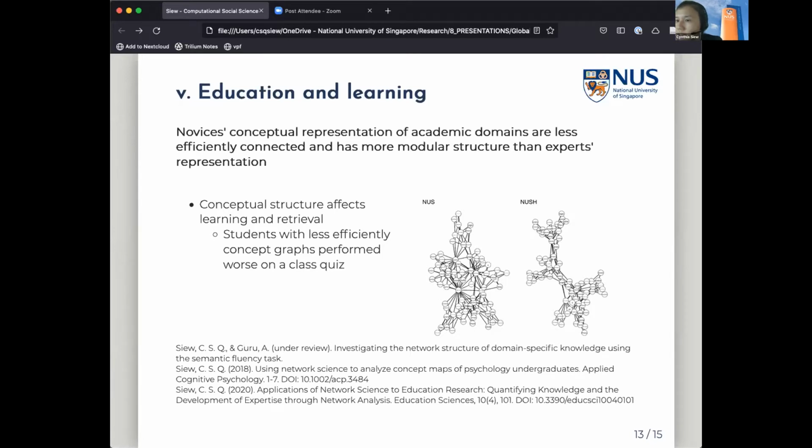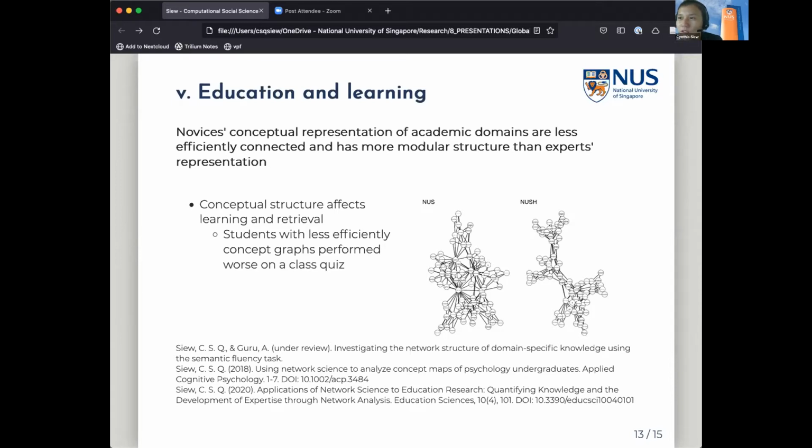You find that, again, their representation of academic domains is not as efficiently connected, and it has a structure that's a bit more modular, right? Very big, obvious chunks of things, probably things that you've learned in a particular topic or lecture topic, and not really able to make the connection, for example, between two lecture topics. But an expert's, quote unquote, network looks better connected, more efficiently connected as a small-world structure. There are more connections between communities of knowledge. And I think that's kind of cool.